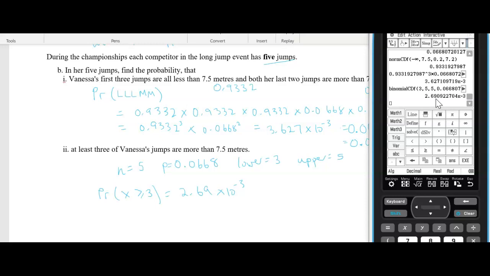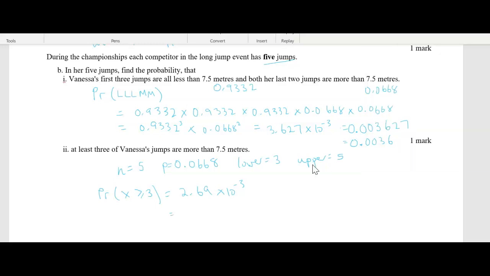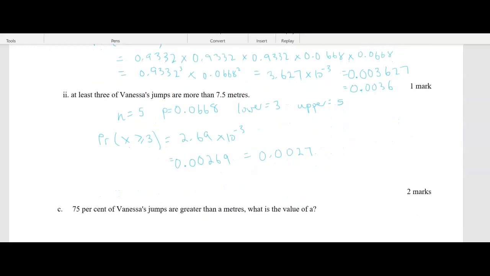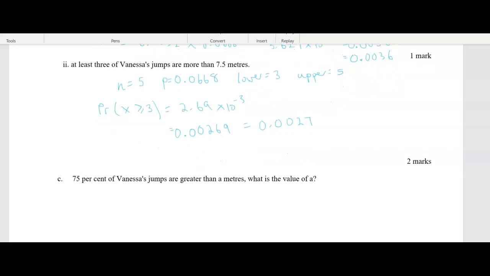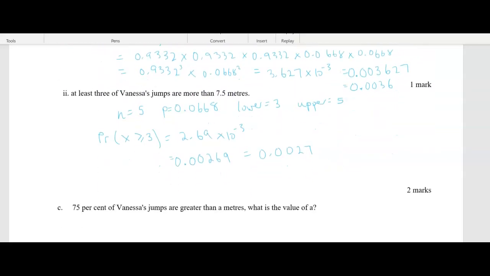I could put it to more decimal places. There's a 0 there, and when I round, it's not going to make any difference. So I'm going to write 269, move your decimal place 3 spots. So 1, 2, 3, here it is. And if we're doing that to 4 decimal places, we've got 0.0027.